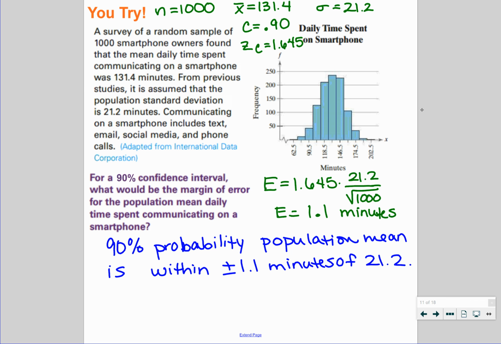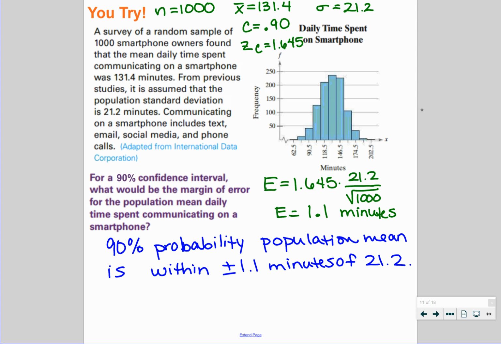All right. Answer. Important values at the top. N is 1,000. Sample mean, X bar, is 131.4. Standard deviation of the population, 21.2. C is 90%, your confidence level, and your critical value is 1.645 then.